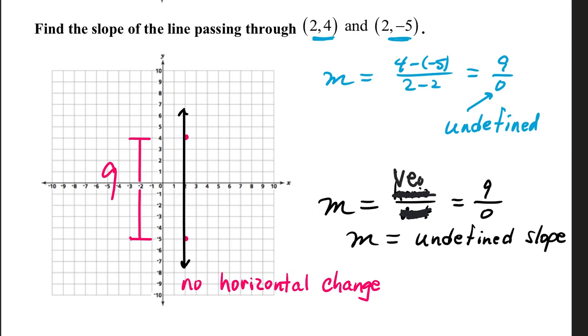Vertical change, we had 9 units. Horizontal, none. 9 divided by 0 is undefined.